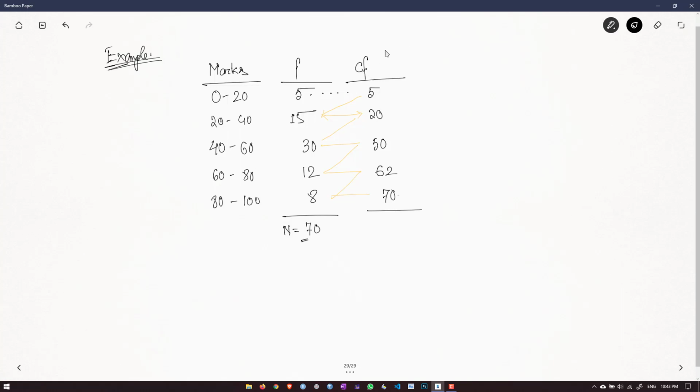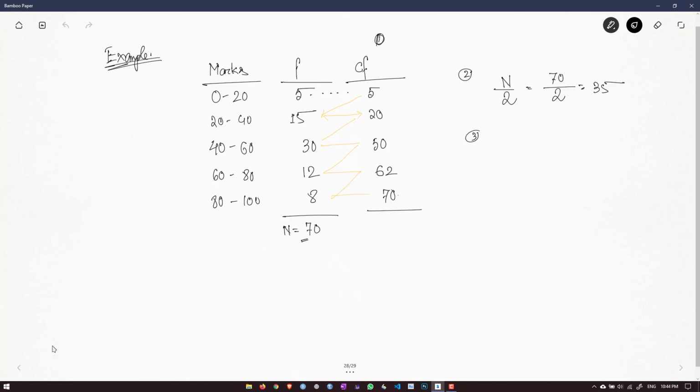So that is step number 1, finding out your cumulative frequency. Step number 2 is finding out n by 2, right? This is step number 2. So n by 2 here is 70 by 2, which is 35. So this is step number 2. Step number 3 is finding out the median class.